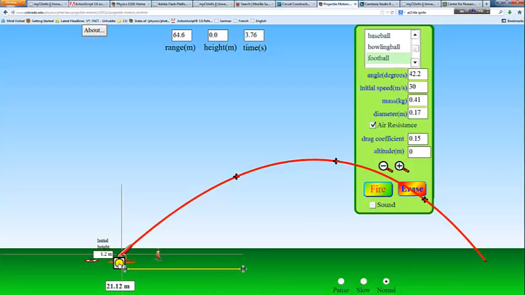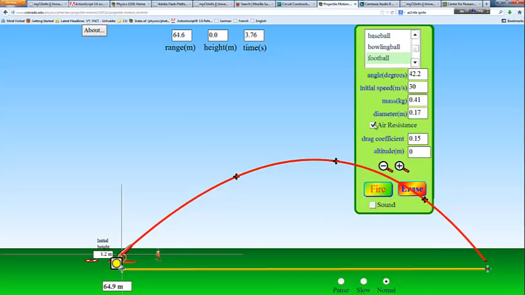And let me measure the range of that projectile here. I can measure the range with this tape measure. It's about 65 meters, but notice the range is read out right here at the top as well. 65 meters is 70 yards. That's as far as a professional quarterback can throw a football.